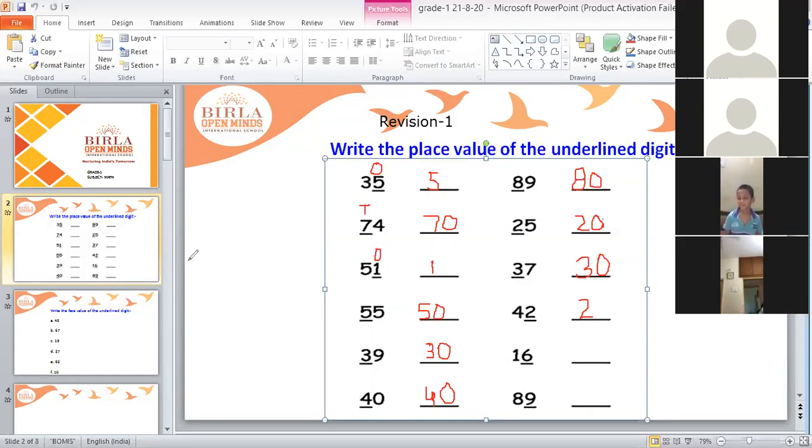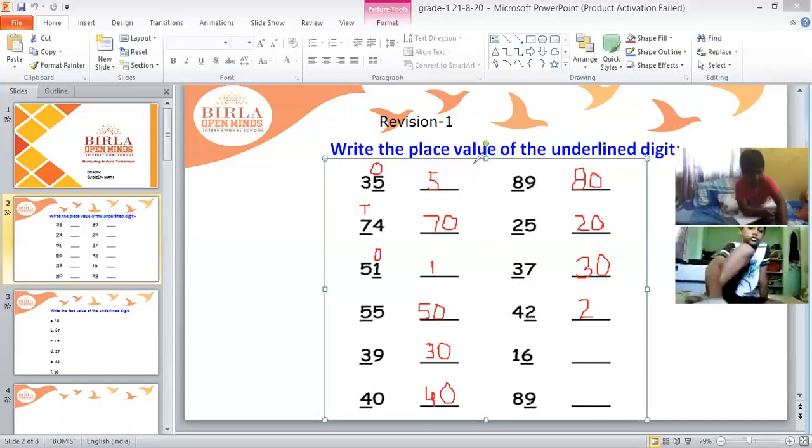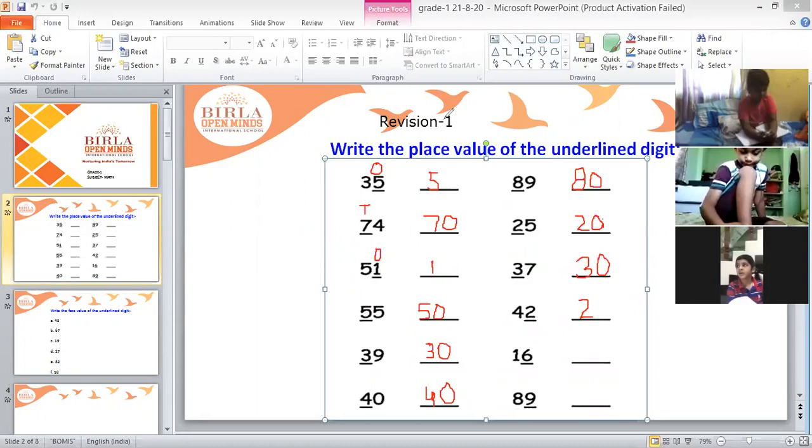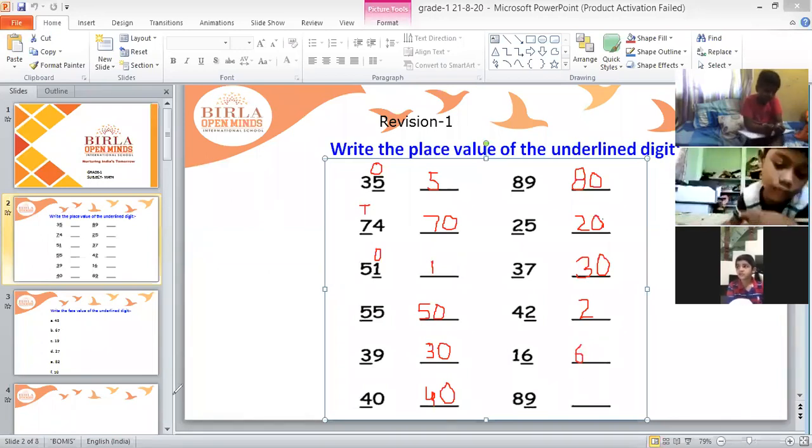Okay. Dhruti, you tell me the next. 16. In 16, which number is underlined? 6. So now tell me what is the place value of 6 here? 6. Yeah, very good. The place value of 6 is 6.